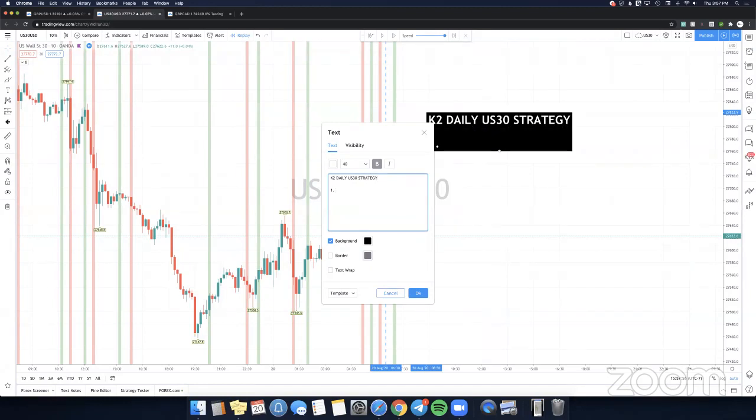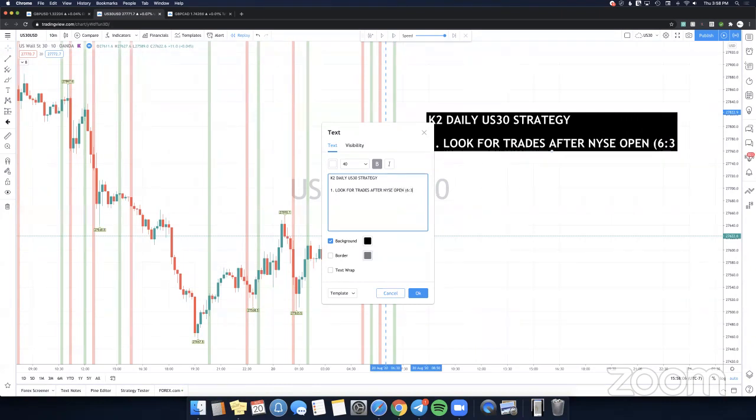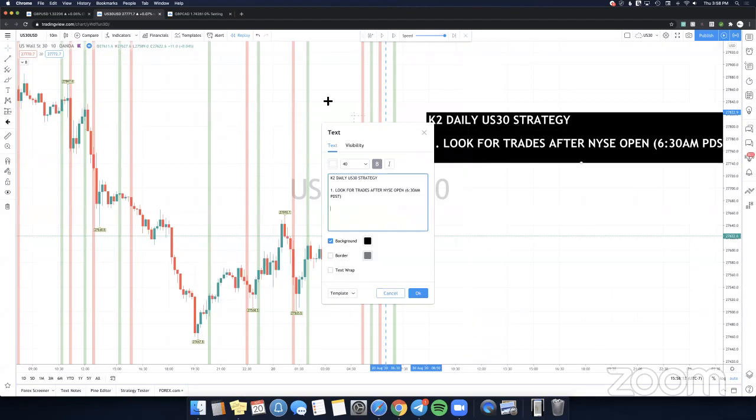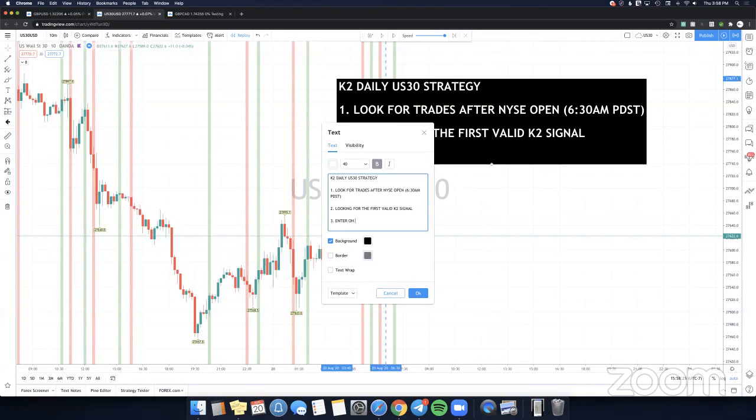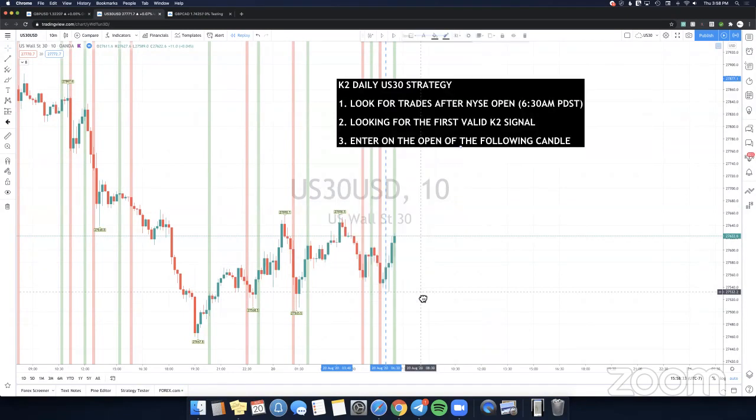First, you're gonna make sure that you look for trades after the New York Stock Exchange open, which is gonna be 6:30 a.m. Pacific Daylight Savings, my time. Depending on where you're located, that might be a different time, but for me, it's gonna be 6:30 a.m. And then after that, you're going to look for the first valid K2 signal. And then after that, you can enter on the open of the following candle. It's real simple, guys. It's only like two requirements technically. And then I'll show you how I did that.